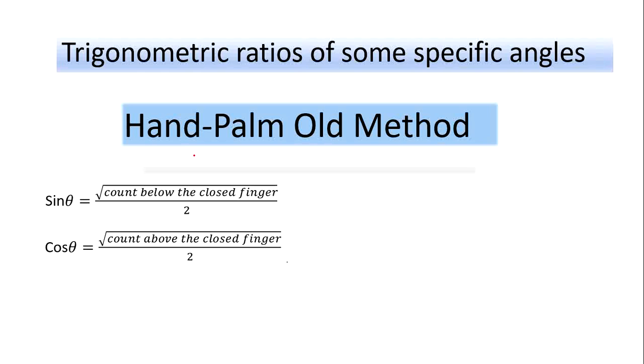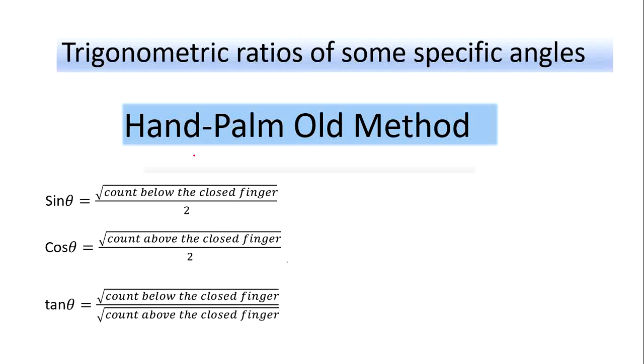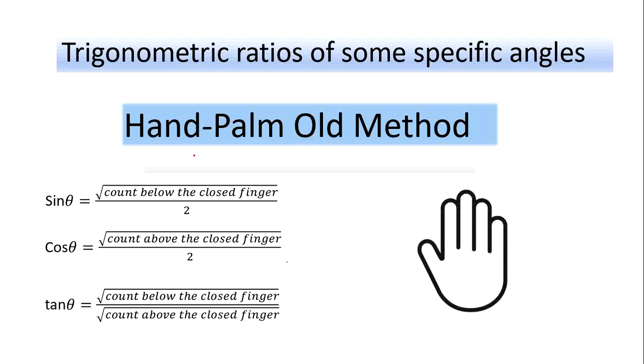Just opposite to sine is cos, where you count how many fingers exist above the finger you have closed, divided by 2, and it has an under root. Tan, as we know, is sine by cos, so you just have to take the ratio of the square root of the below count divided by the square root of the above count. We can understand it better when we practically do it.